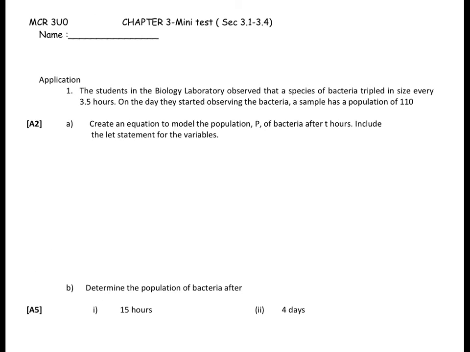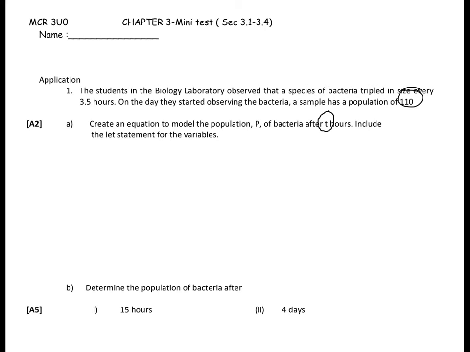The next problem is a word problem. It says that in a biology lab class, the students observed that the species of bacteria tripled in size every 3.5 hours. Initially, we have 110 bacteria. Create an equation to model the population P of bacteria after T hours. So we want our equation to be in terms of T, the number of hours.